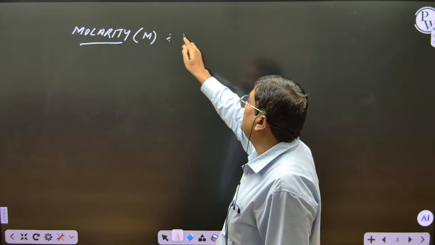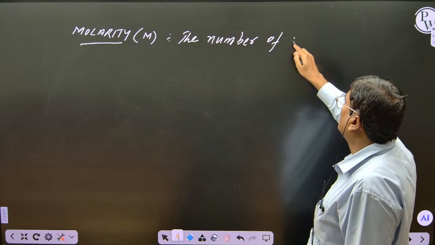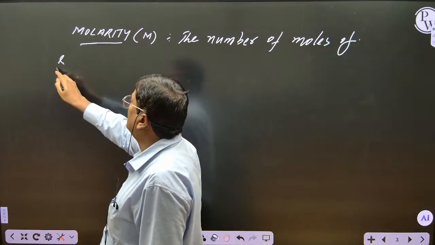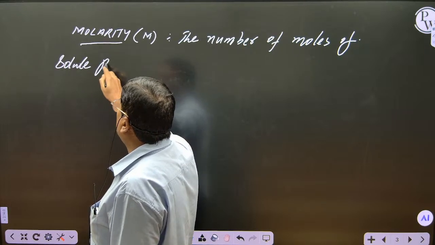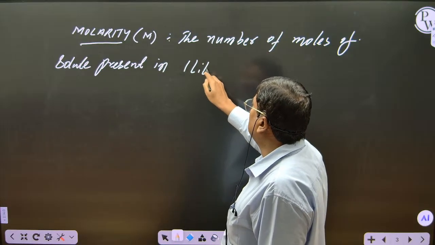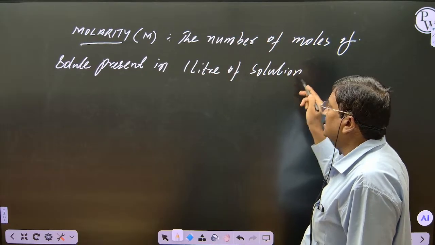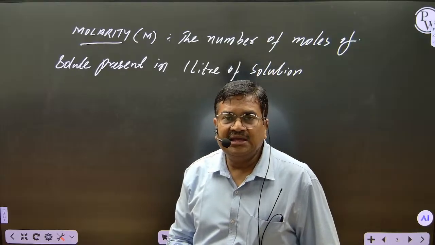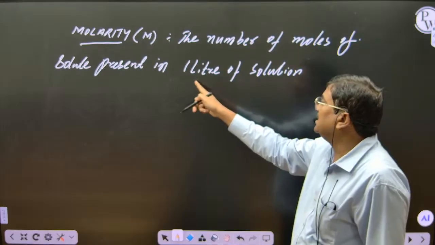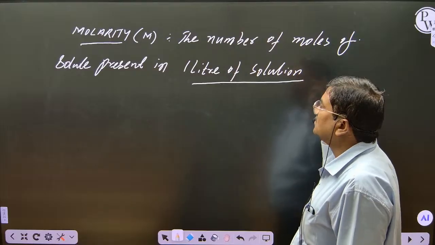So the definition of molarity is the number of moles of solute present in 1 liter of solution. Understood? See the difference between molality and molarity. Molality is per weight of solvent in kg. Here it is volume of solution in liter, 1 liter of solution. Understood?